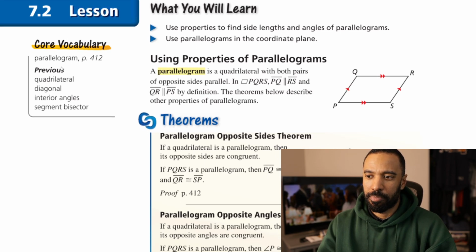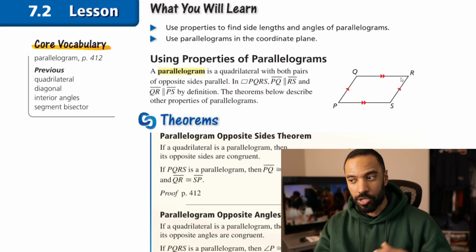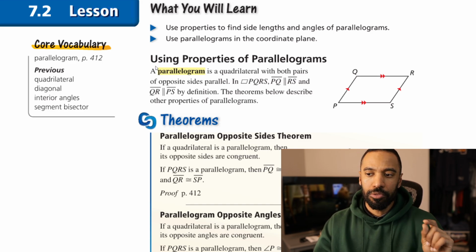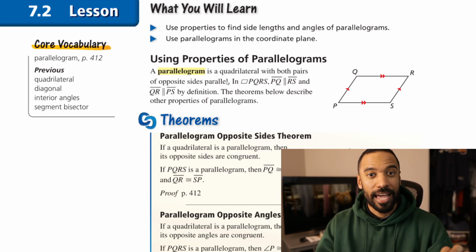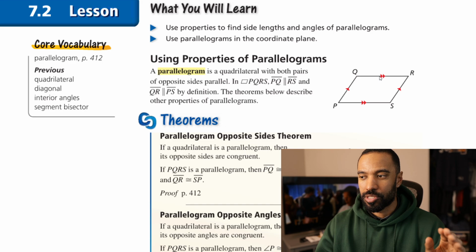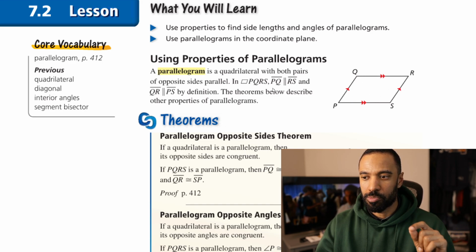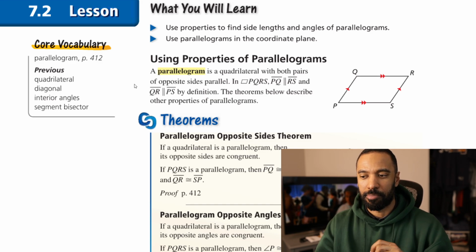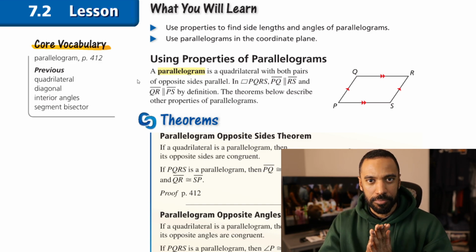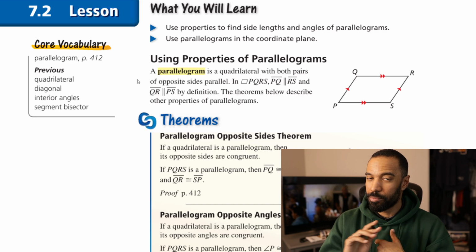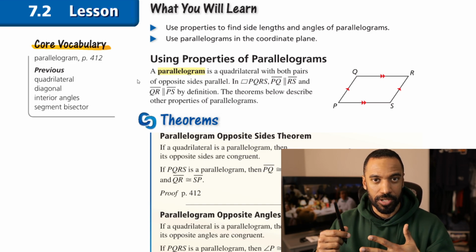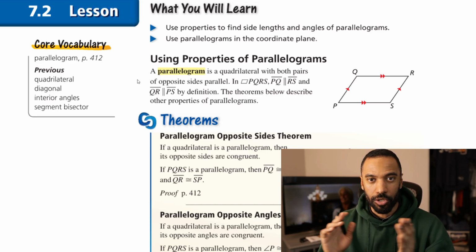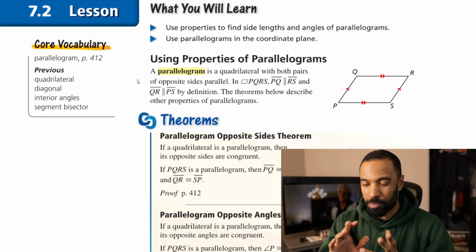Okay, using properties of parallelograms. Parallelograms are quadrilaterals, four-sided shapes, with both pairs of opposite sides parallel. That is its definition. QR is parallel to PS, QP is parallel to RS. That's what they're telling you there. The theorems below describe other properties of parallelograms. So you're going to hear some other theorems. I'm sure either we get to prove them or they get to prove them in this lecture set using a lot of triangle congruence and CPCTC. That's a big portion of this.